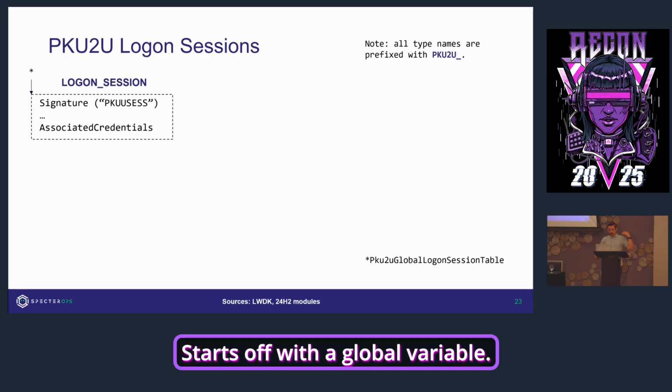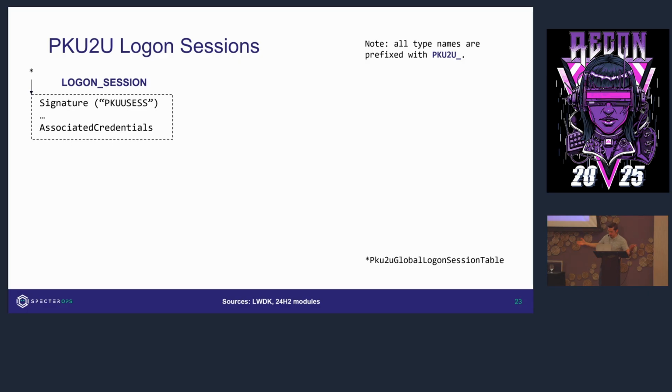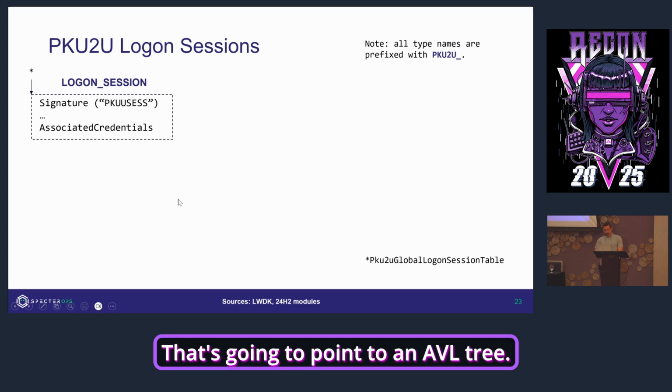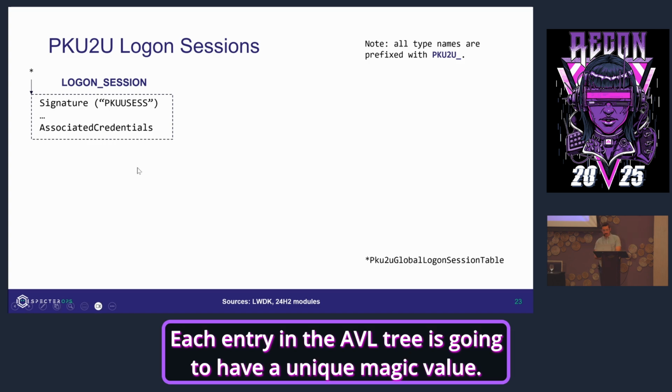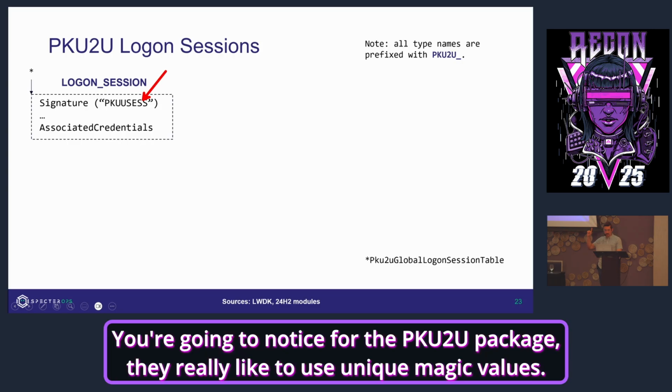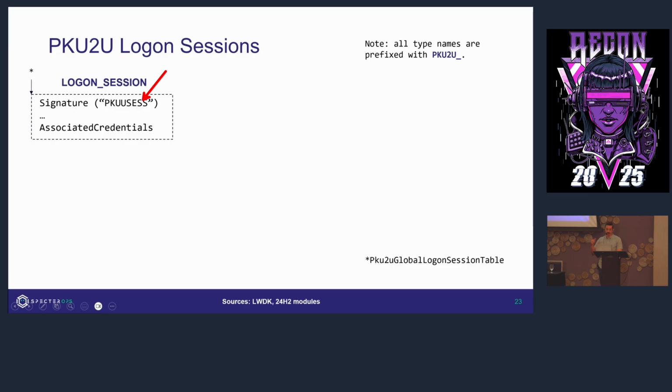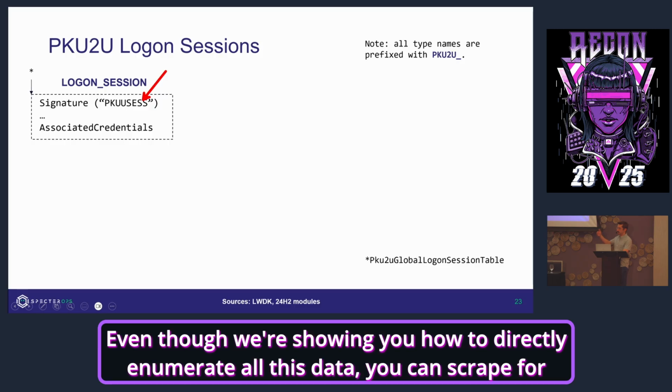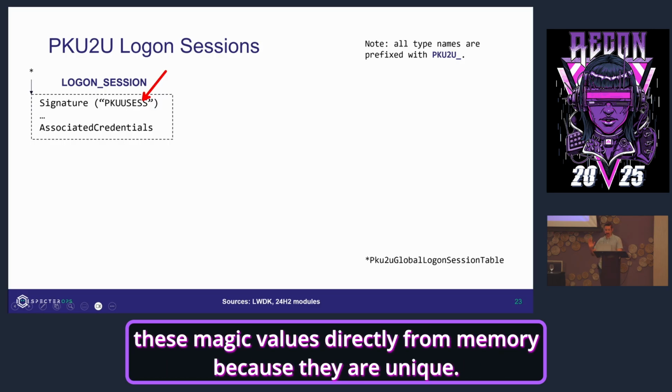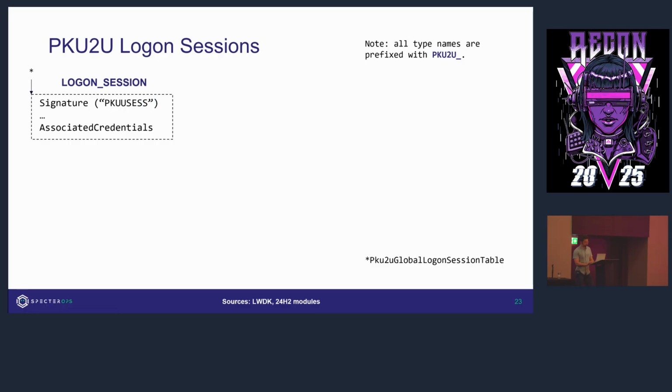It starts off with a global variable. You can get it from public symbols. That's going to point to an AVL tree. Each entry in the AVL tree is going to have a unique magic value. You're going to notice for the PKU2U package, they really like to use unique magic values. So even though we're showing you how to directly enumerate all this data, you can scrape for these magic values directly from memory because they are unique.